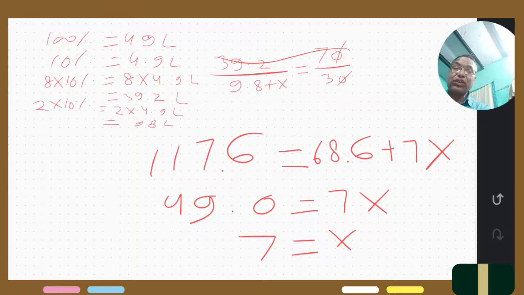Since we are showing the solution, that is why we are going very slowly. Otherwise, in practice, we can solve this question very fast.